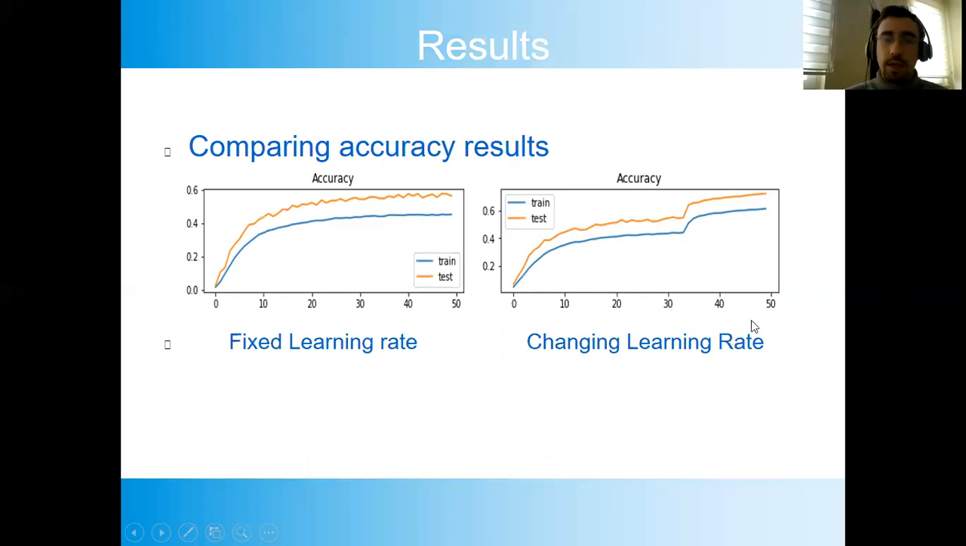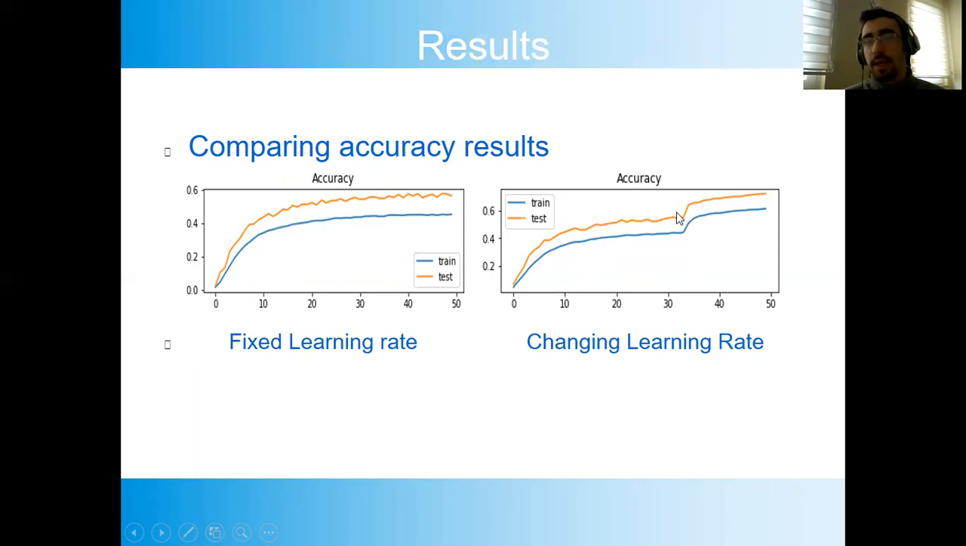So let's see the accuracy in here. If you look at the accuracy for the first model, where the learning rate was fixed to 0.1, the accuracy seemed to increase only slowly. At some point, it reached about 0.42, 0.43, something like that, after about 50 epochs. For the second model, when the learning rate changed after the 34th epoch, you can see here that the accuracy increased both on the training and test sets up to the 34th epoch, and then it increased sharply.